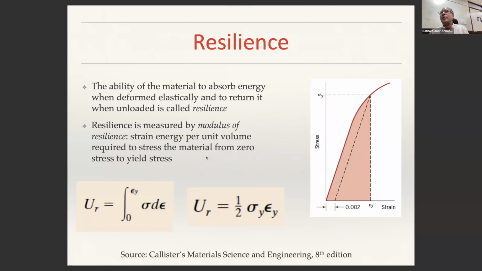Right? There is another property called resilience. Resilience is the ability of the material to absorb energy within the elastic regime. If you drop the 0.2% offset strain, this is your sigma y. Below this stress, everything is elastic. So the area under the stress strain curve up to that point is what we call the resilience of the material, or modulus of resilience: the strain energy per unit volume required to stress the material from 0 to the yield strength.